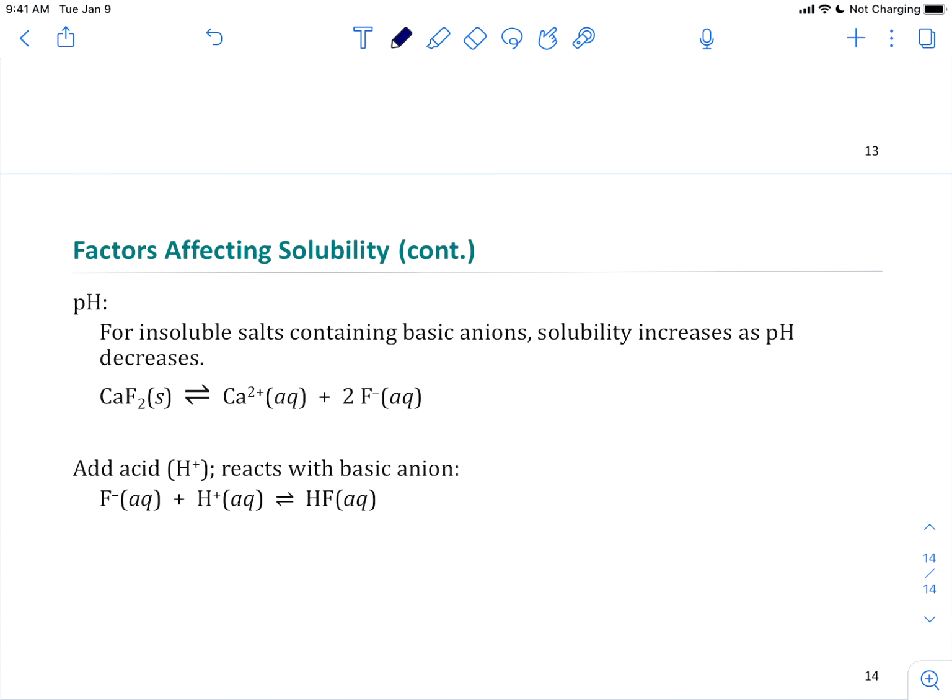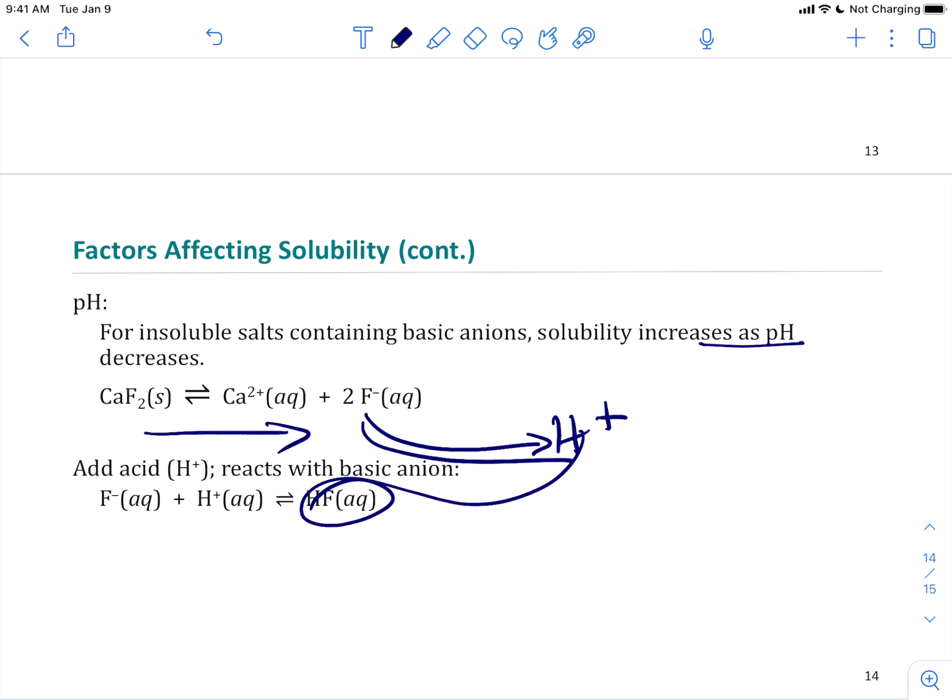The other effect is a pH effect. And that is for insoluble salts containing basic ions. Remember, we learned that fluoride ion is a basic ion. If you add sodium fluoride to water, you get a basic salt, right? So this is a basic ion. Solubility increases as the pH decreases. Because as the pH decreases, it means I'm adding this, which means I could pull this out of solution and form this, which is Le Chatelier's principle. Effectively, if I remove this from solution, that increases the solubility of this. And that's exactly what's happening when we have something like this.